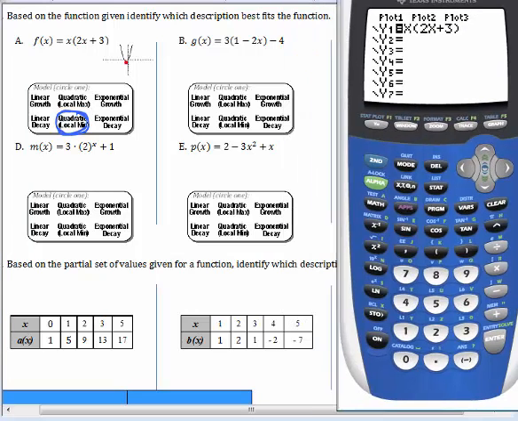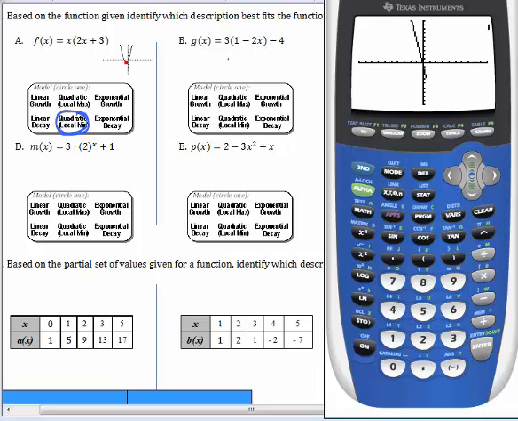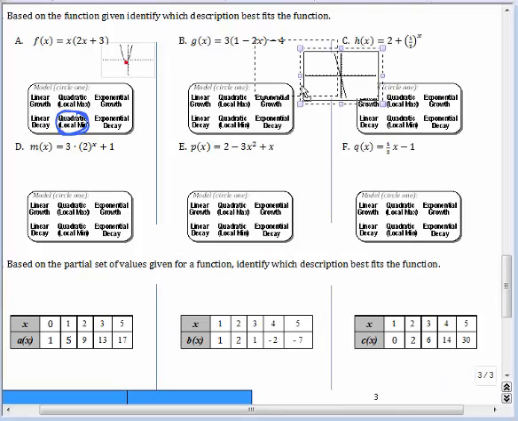Go to y equals and hit clear. And type 3(1 - 2x) - 4. And if you clean that up, you should see we got a line here. But it's a line that moves downward. From left to right, that line moves down. So you always start at the left and move towards the right. So that's linear decay.